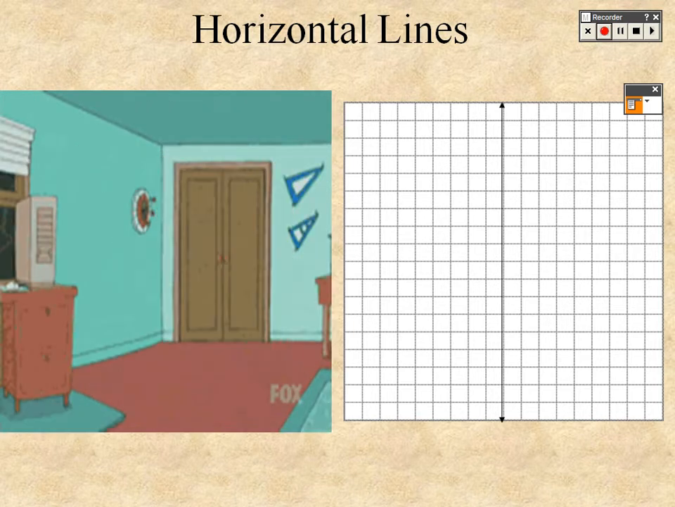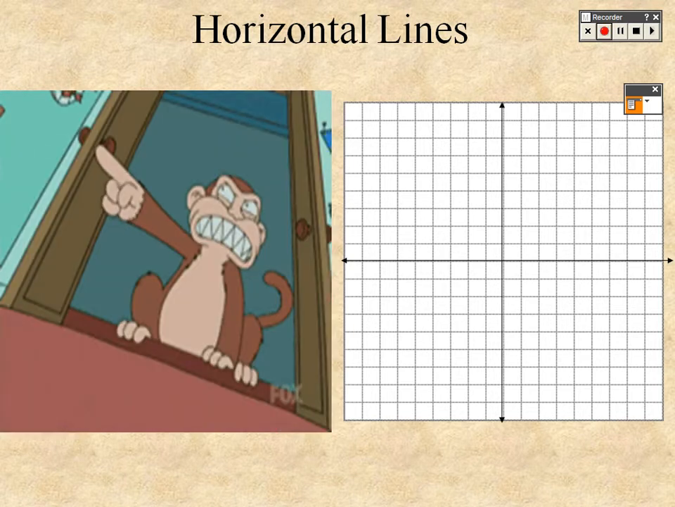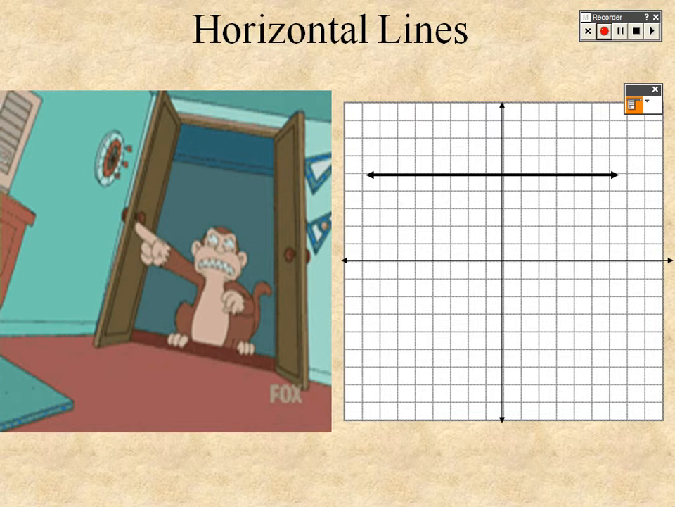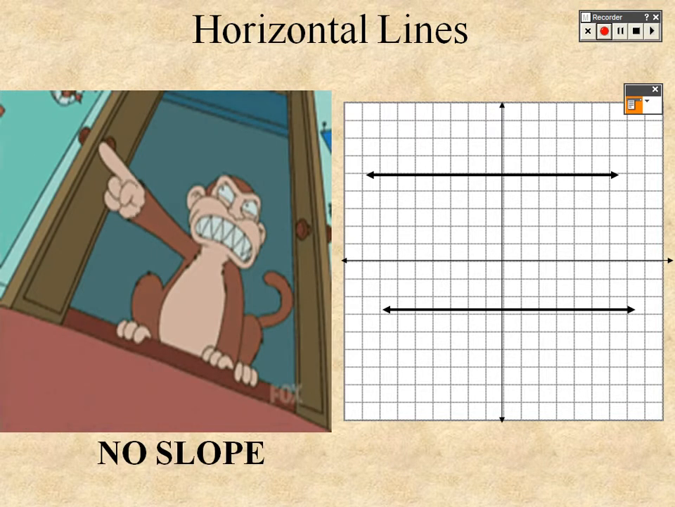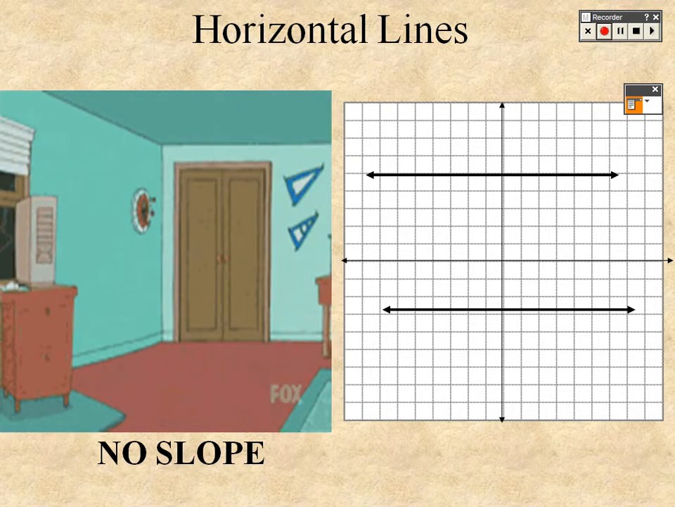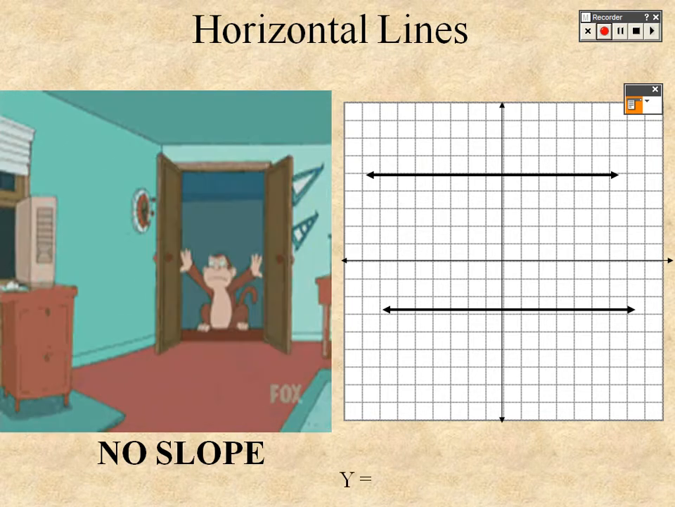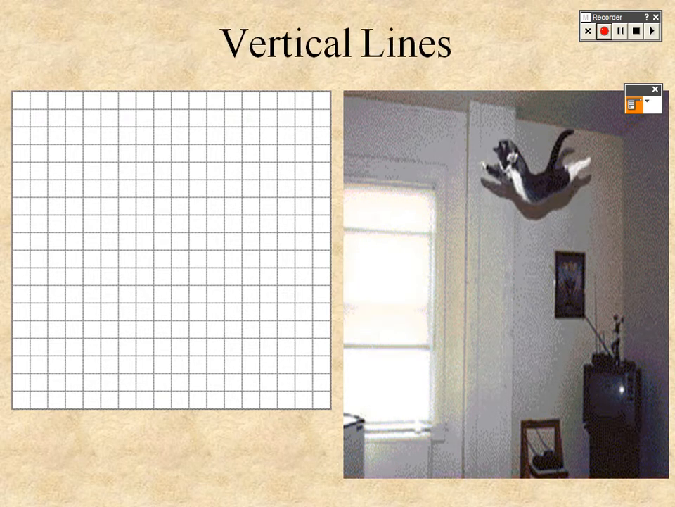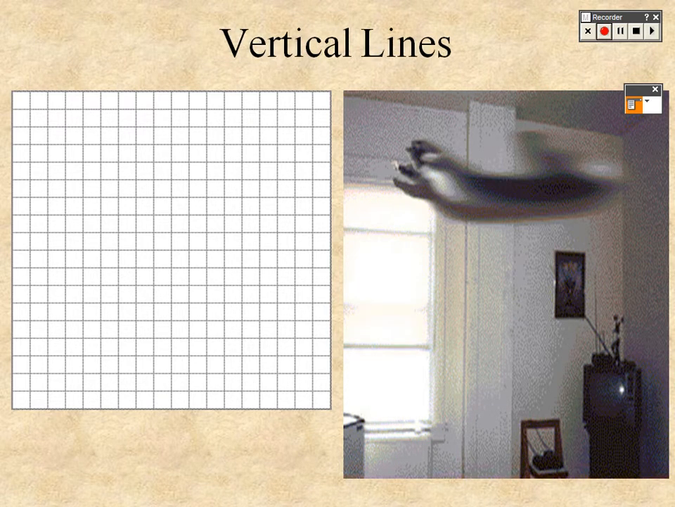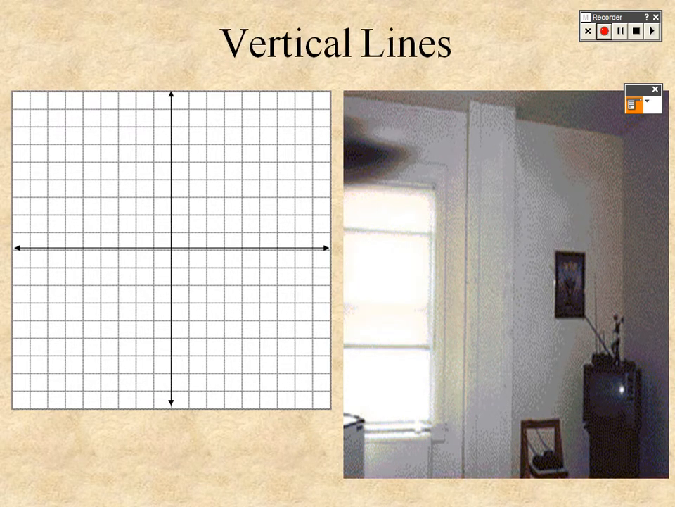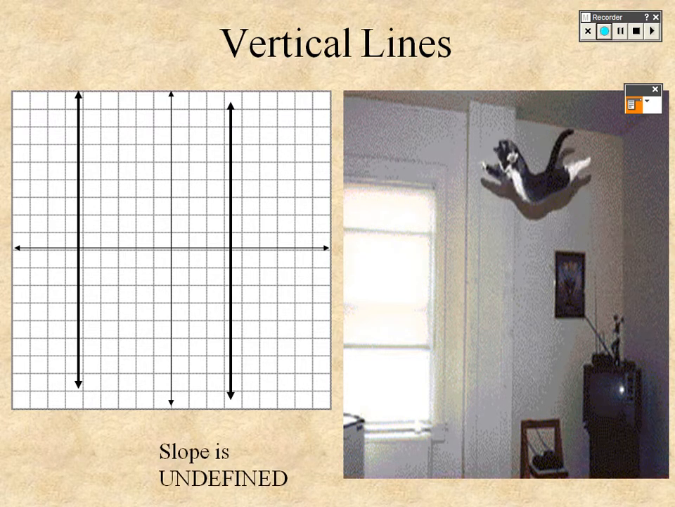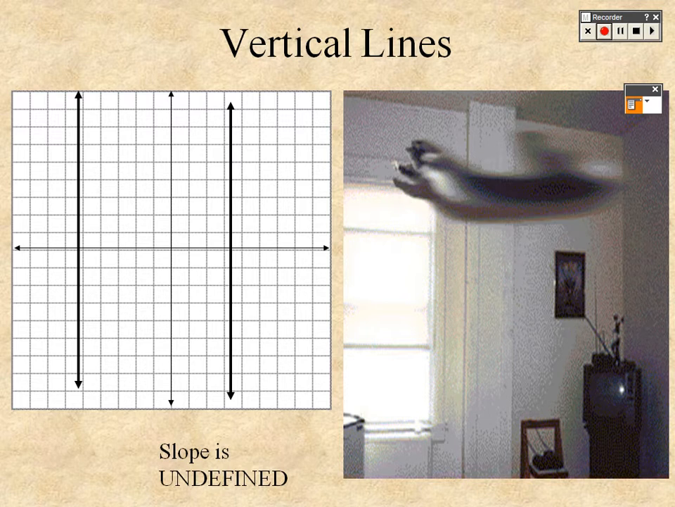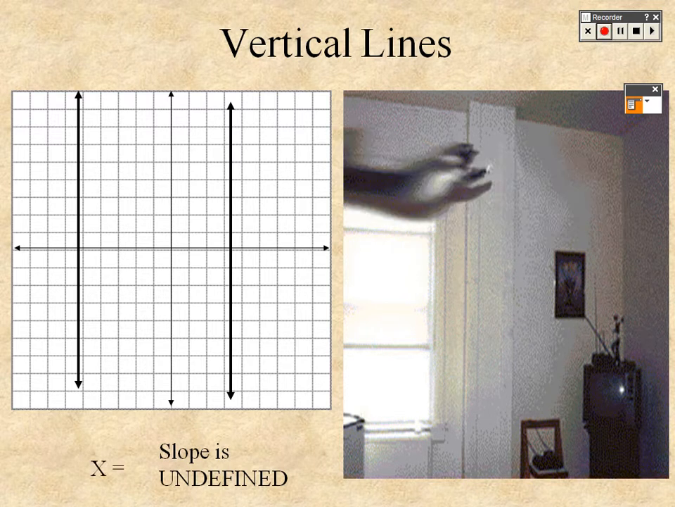Horizontal lines are lines that go straight across. There's a horizontal line. So no slope is the key here to horizontal lines. Absolutely no slope to horizontal lines. Vertical lines go straight up and down. But with vertical lines, their slope is undefined. That's the key there. The slope is undefined for those.